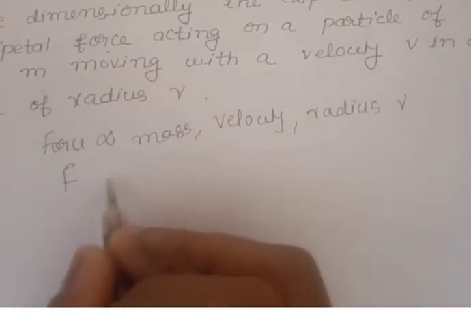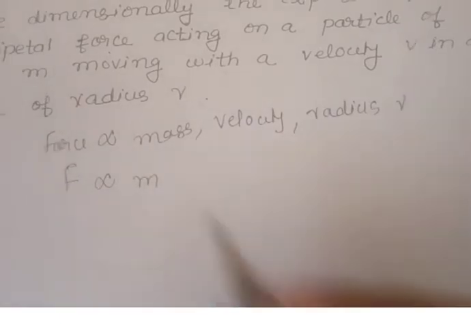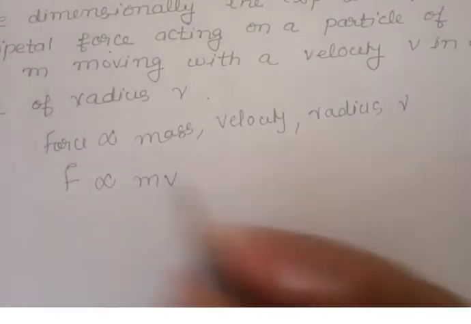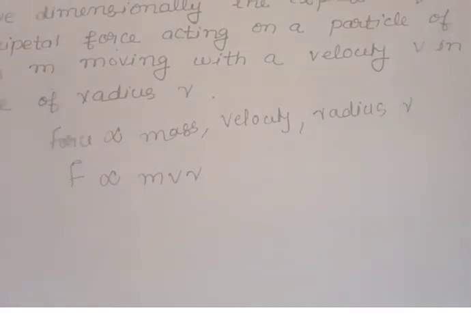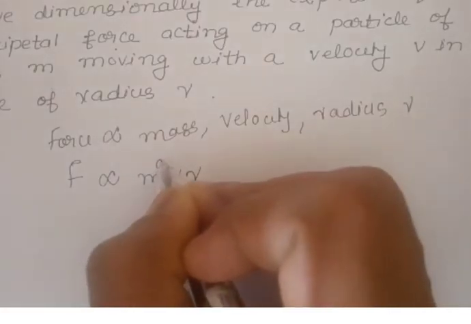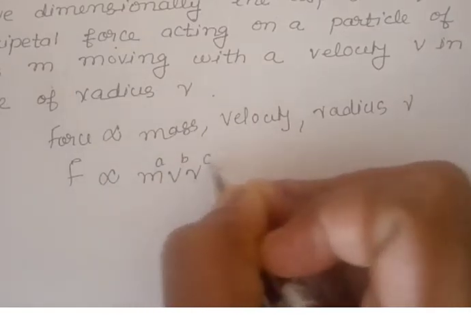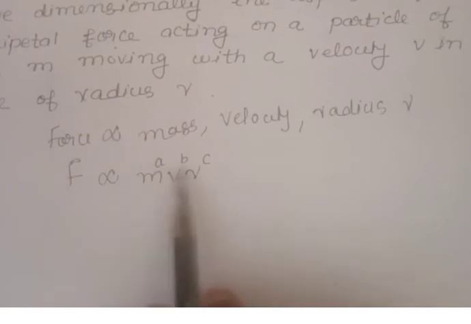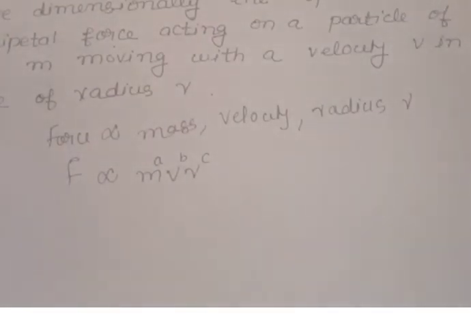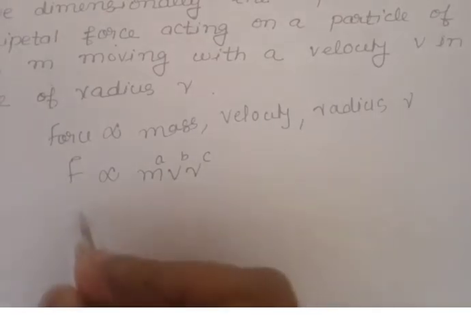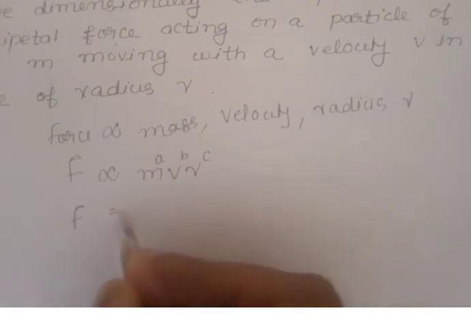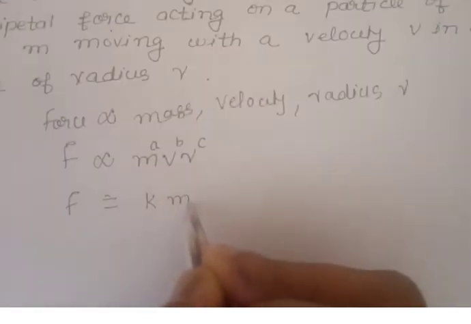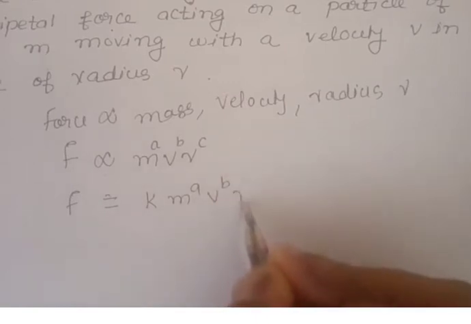First you have to write: force is proportional to mass, then velocity v, then radius r. And also how to put the dimensions here: it is m raised to a, v raised to b, r raised to c. So you have to find out a, b and c. Then what's the next step? You have to remove the proportionality constant by putting a constant term. Here I am putting the constant term k. So F is equal to k m raised to a, v raised to b, r raised to c.